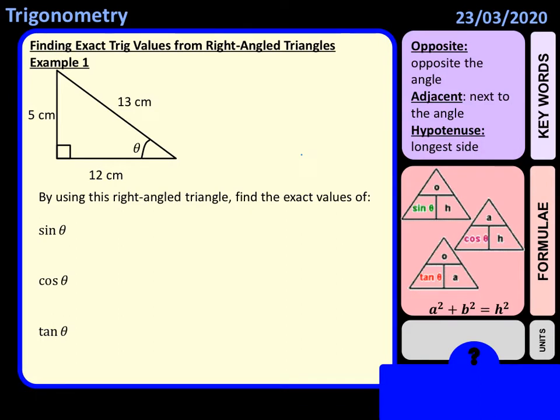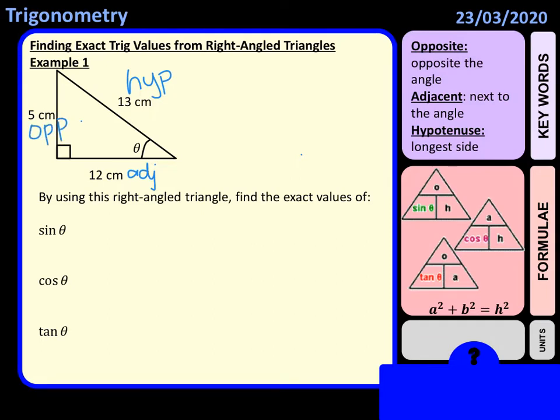off by labelling it. So we know this is the hypotenuse because it's opposite the right angle. We know that this is the adjacent because it connects the right angle and the given angle together. And then that means that the remaining side is the opposite.